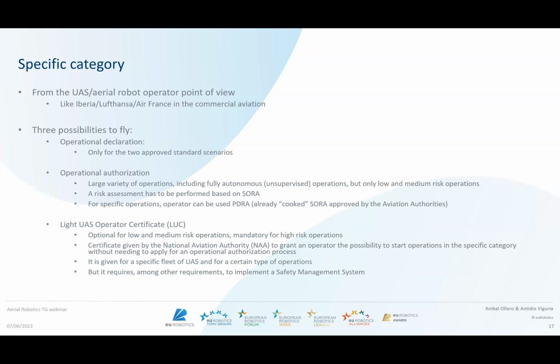And the third option is to get an operator certificate. This is optional for low and medium risk operations, but it's mandatory for high risk operations. We will see what is low, medium, and what is high. This is a certification given by the National Aviation Authority that grants an operator the possibility to start operations in the specific category without the need to apply for an operational authorization process or to submit a declaration. It's for a specific fleet of UAVs and for a specific type of operation, not for every operation. And it requires, among other requirements, implementing a safety management system, which has some important implications in your organization, procedures, and so on.